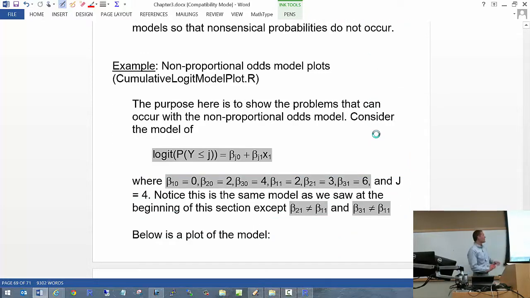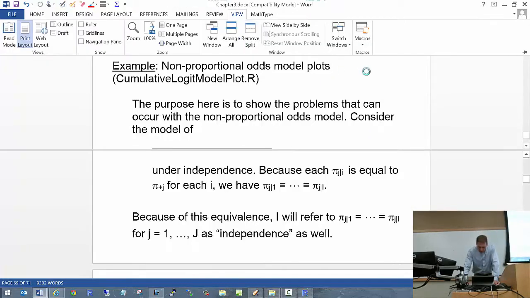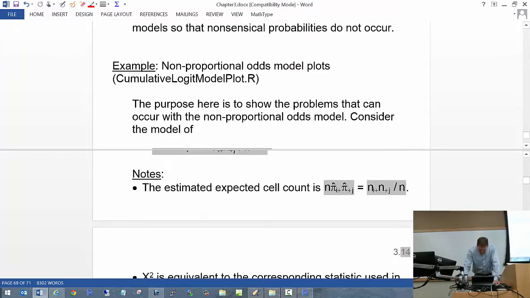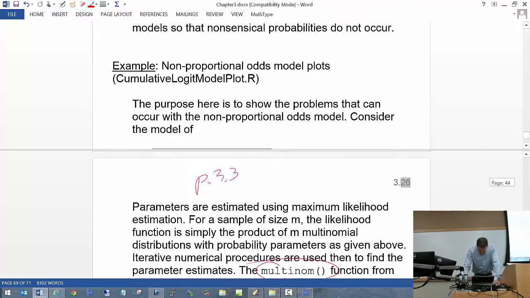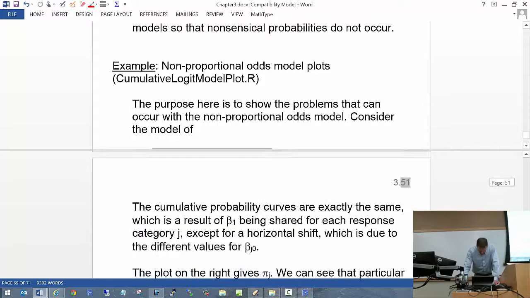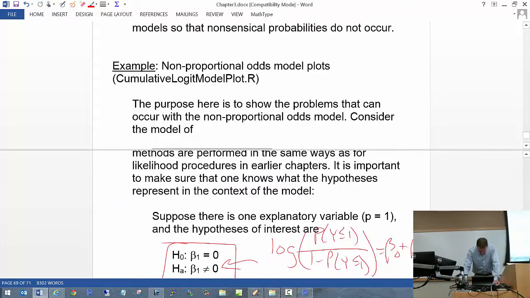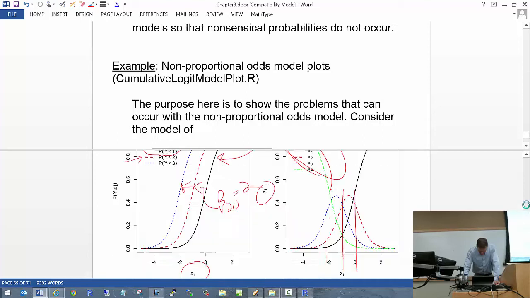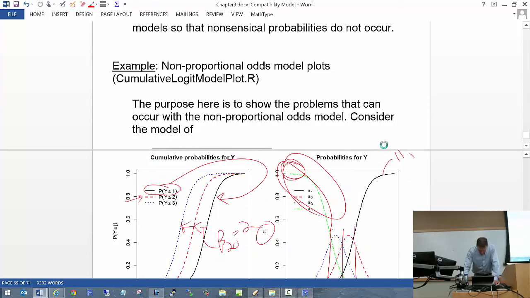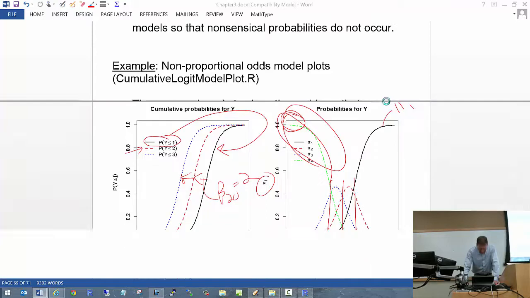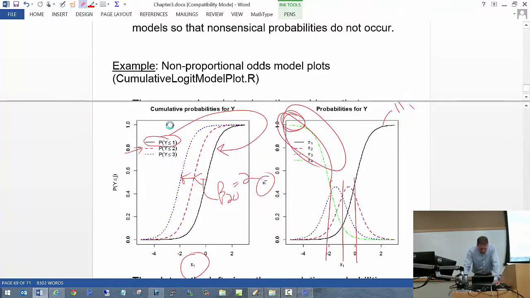So this is my cumulative logit model plot.r program, and I want to do some comparisons here. Let me do a split screen. There we go. Yeah, there's a lot of writing. Let's clean it up.